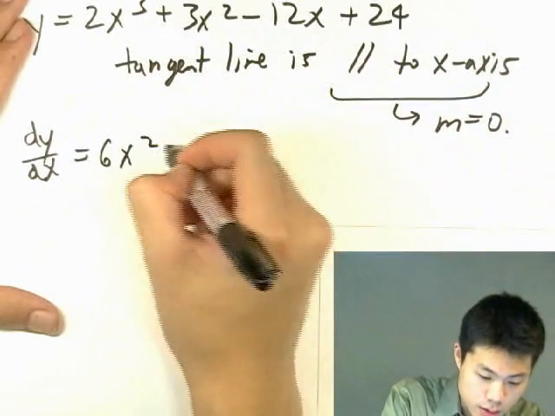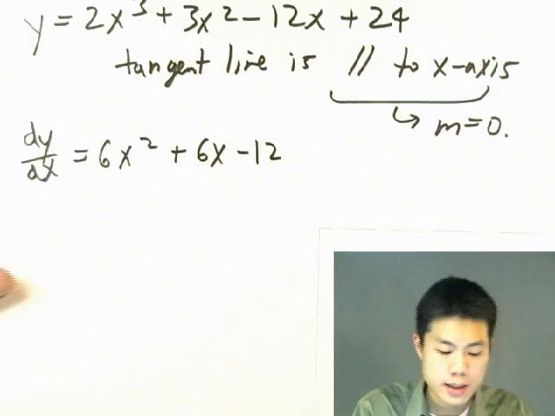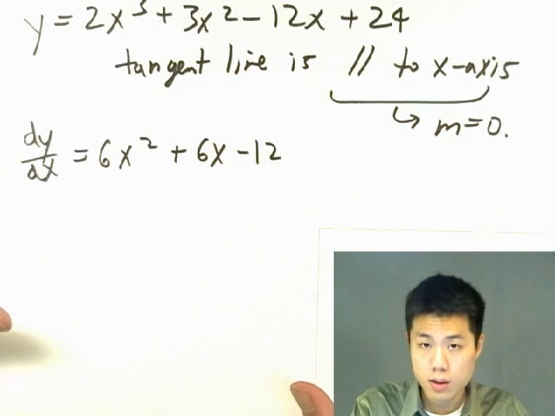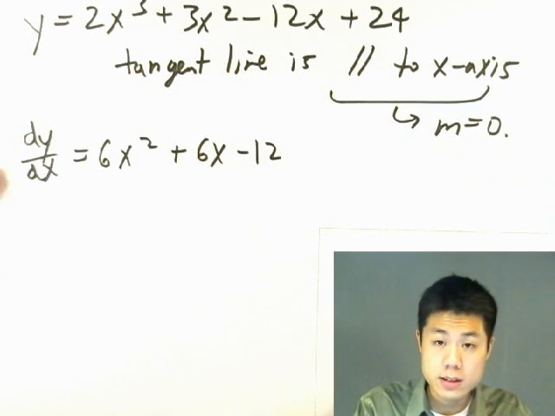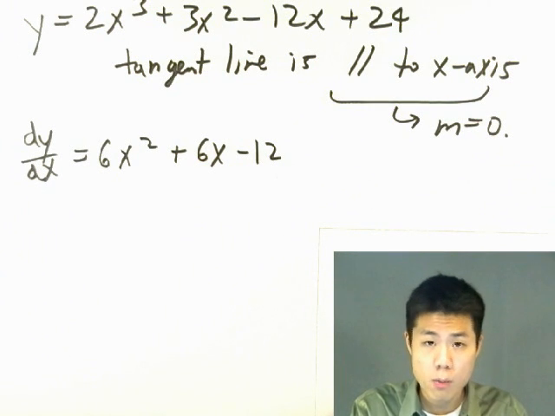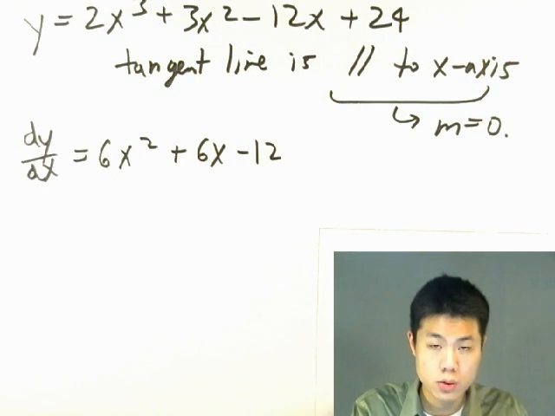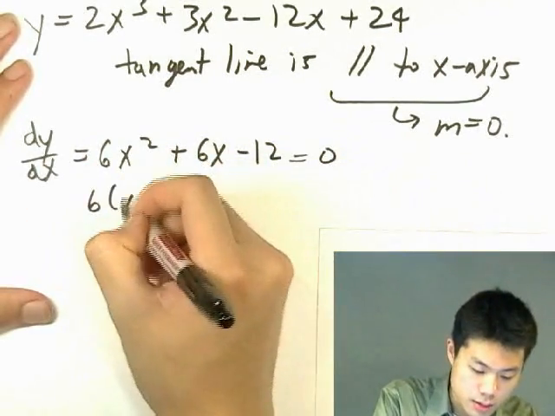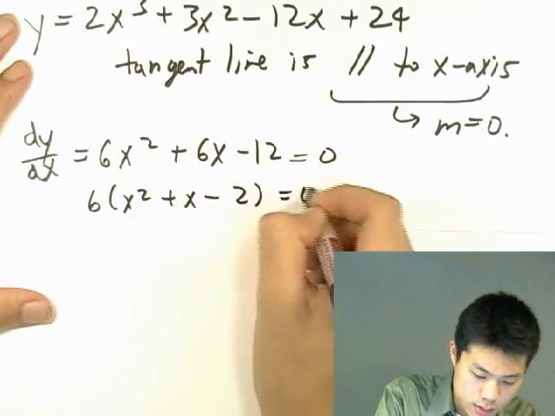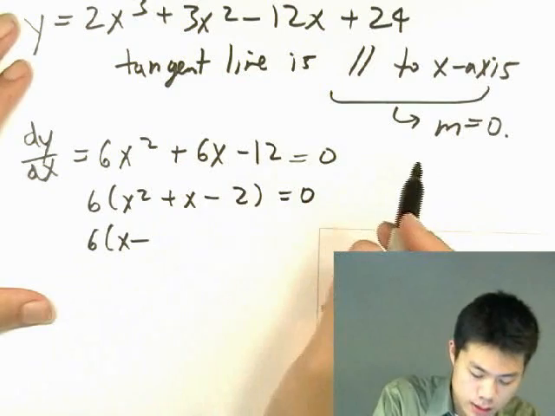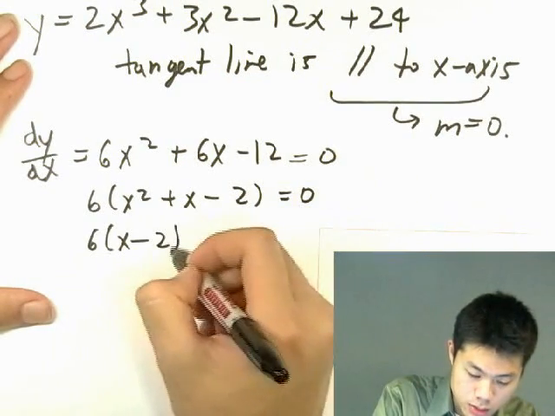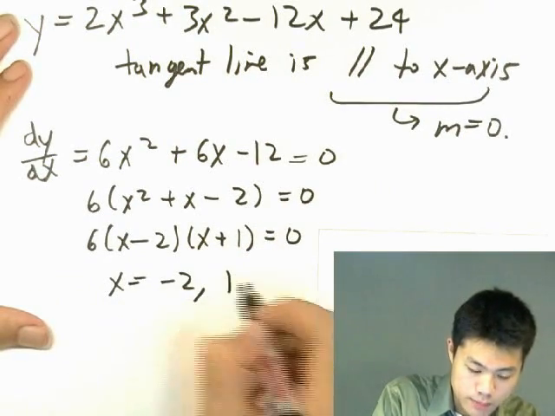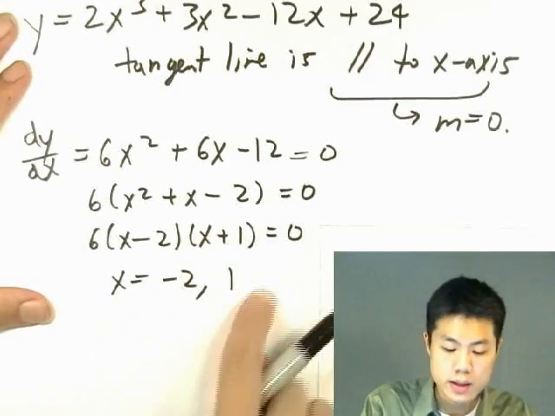So then the first derivative is equal to 6x squared plus 6x minus 12. Okay, now I want to set this equal to what? I have the slope function of the graph here, and I want the points at which the slope is equal to 0. So I'm going to set this equal to 0 and then factor. So 6 times x minus 1 times x plus 2 equals 0. So then we see that at x equals negative 2 and at x equals 1, the slope is equal to 0.